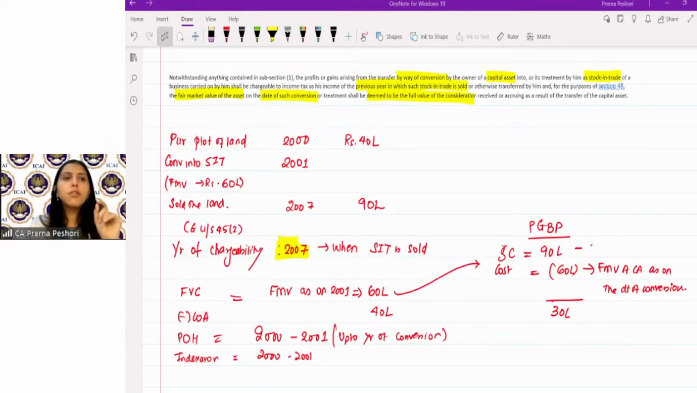So, as I said, for the capital asset which is converted into stock in trade, chargeability arises in the previous year in which the stock in trade is sold. Period of holding is till the year it was held as capital asset. Indexation will also be till that year. Your full value of consideration will be FMV as on the date of the conversion. Are we clear? Any doubt? Okay. Shall we proceed further?